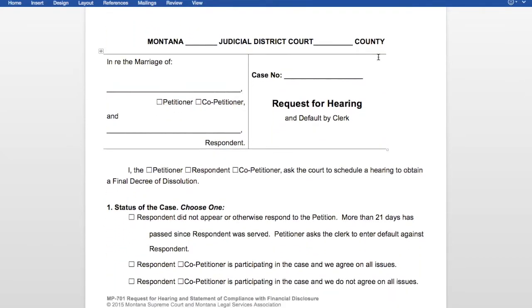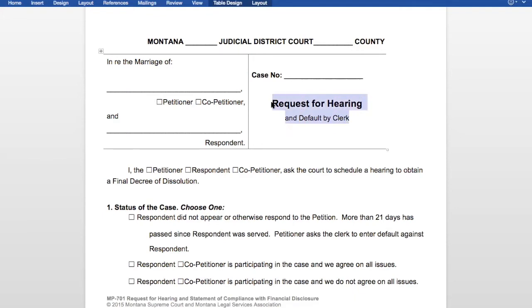Next, write in the name of the petitioner and respondent or co-petitioner on the appropriate lines below. Remember to always put the name of the petitioner on the first line and the respondent or co-petitioner's name on the second line.